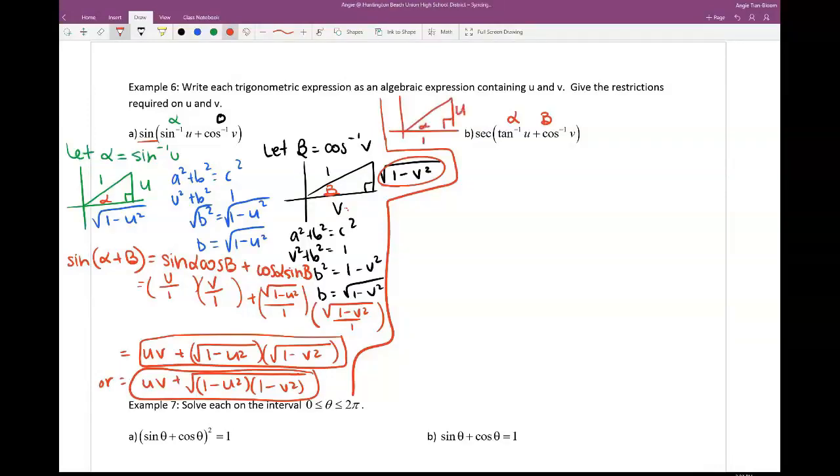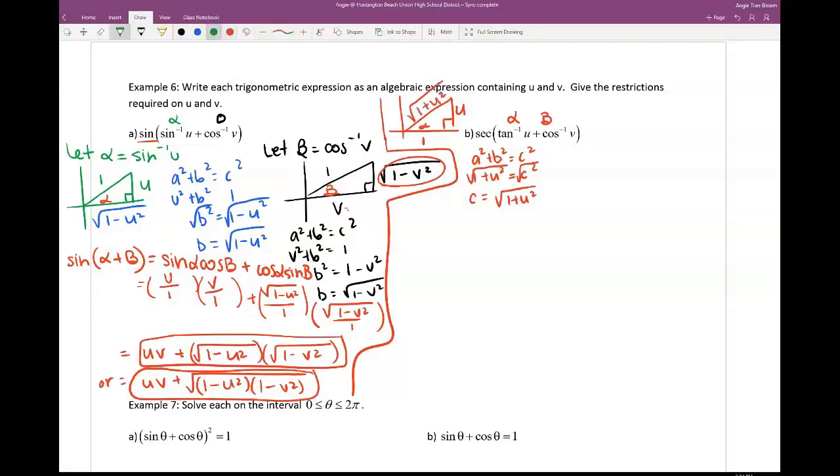Tangent is opposite over adjacent. So based on the Pythagorean theorem, a squared plus b squared equals c squared. C squared is unknown, so 1 squared is 1 plus u squared equals c squared. Let's solve for c, so c equals the square root of 1 plus u squared. That's where we're going to put this 1 plus u squared. All right, so there's alpha.